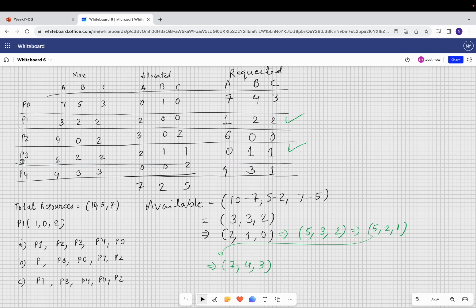After P3 has finished execution and released all the resources that it had, we can execute P0 or P4 according to the options. So let us see if we can execute P0. P0 needs 7, 4, 3 resources, which we can definitely service, and P4 requires 4, 3 and 1 resources, which we can also service.